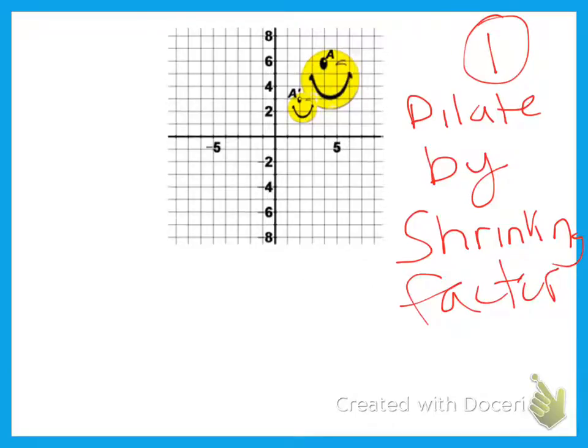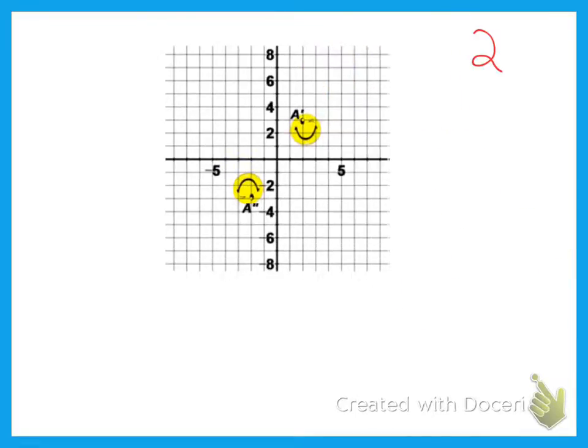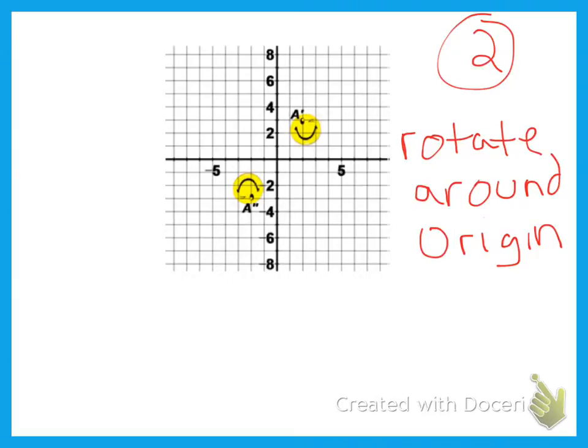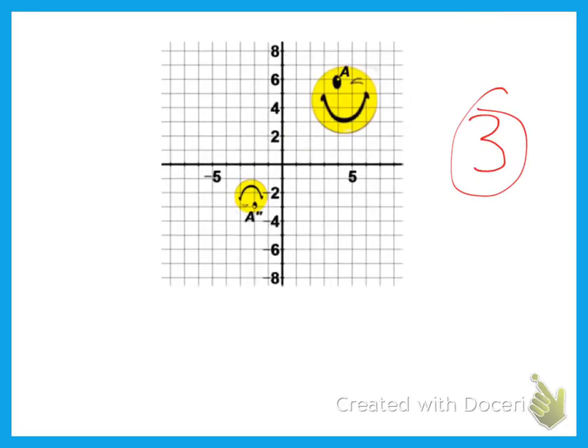Then your next step would be this step right here, which would be to take that dilated shape and rotate around the origin. So if you notice, you have that smaller figure now rotated around into the third quadrant like we needed. So now our shape looks just like we wanted it to. So this is the final product.